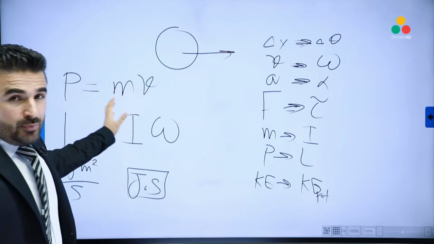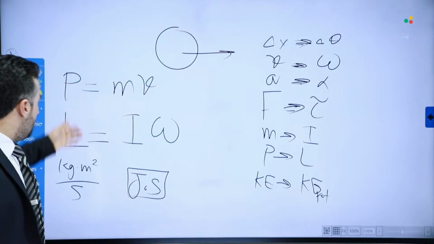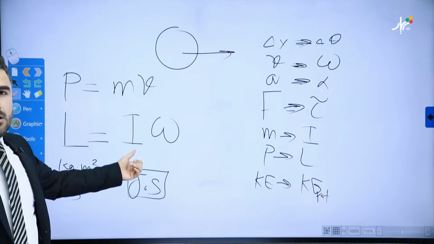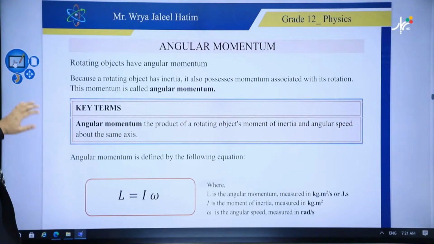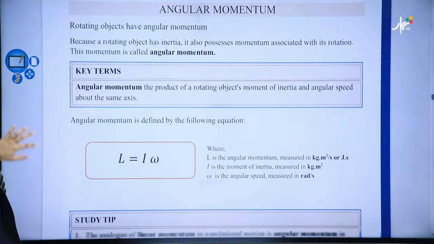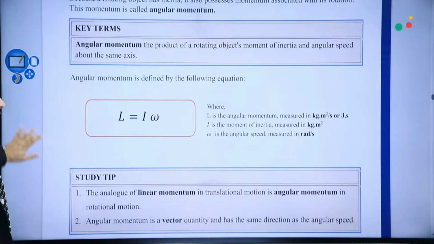So very simple, very easy. Angular momentum is the moment of inertia multiplied by the angular speed, and that's all you need to know for now. So here's the definition, here's the equation.